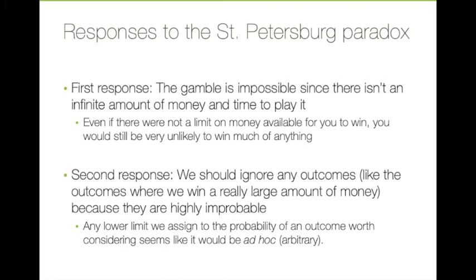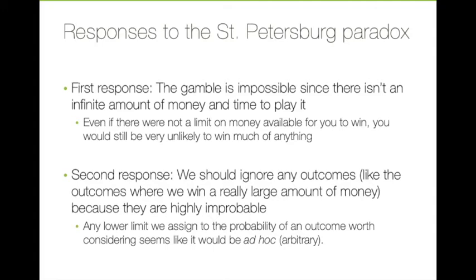The second response to the St. Petersburg paradox involves limiting the numbers of outcomes a decision maker should consider. So people who respond this way say we should ignore any outcomes, like the outcomes where we win a really large amount of money, that are highly improbable.